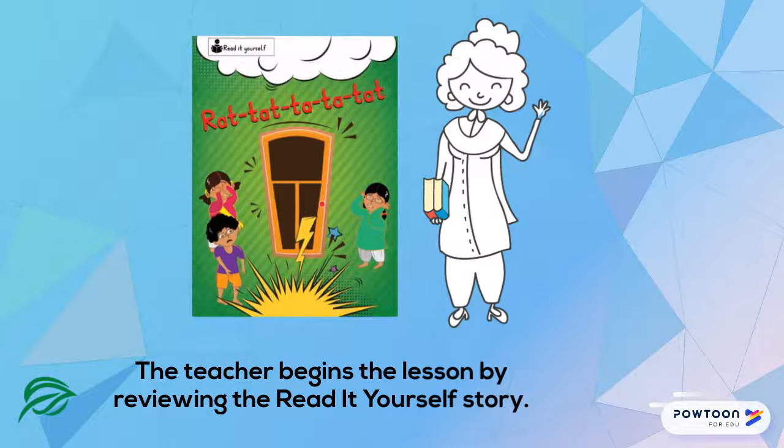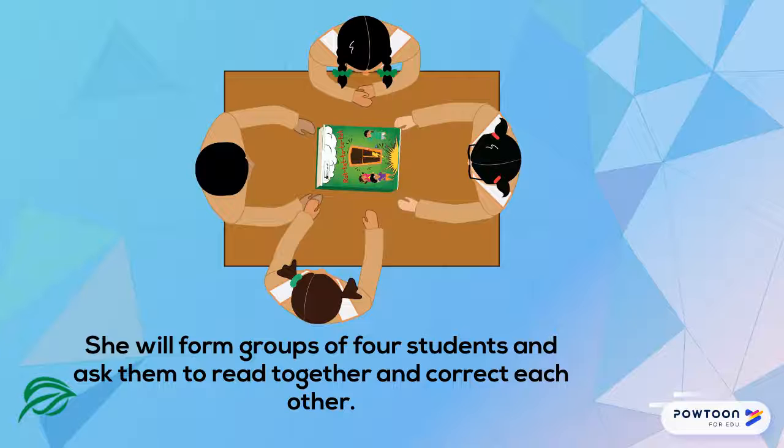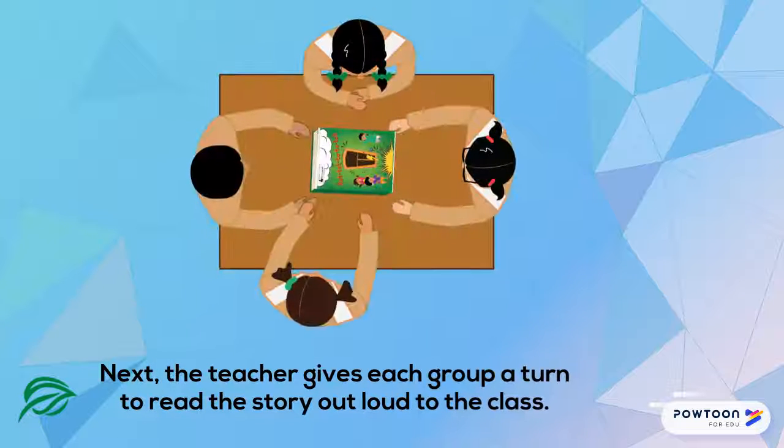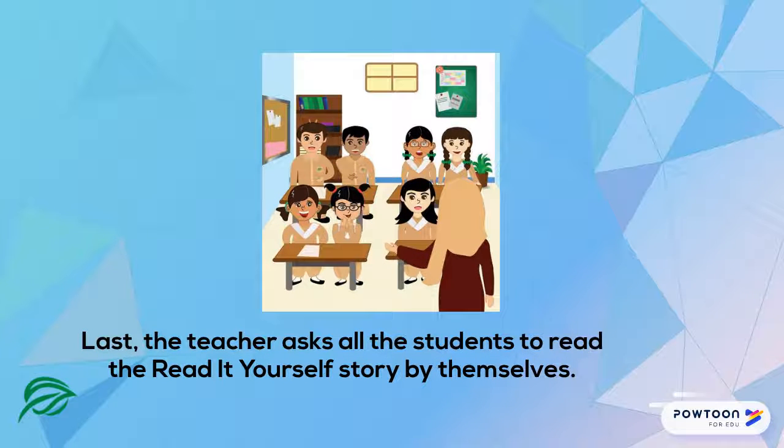The teacher begins the lesson by reviewing the read it yourself story. She will form groups of 4 students and ask them to read together and correct each other. Next, the teacher gives each group a turn to read the story out loud to the class. Last, the teacher asks all the students to read the read it yourself story by themselves.